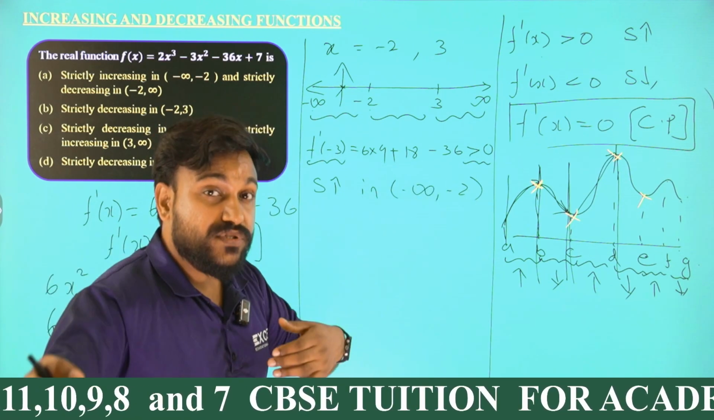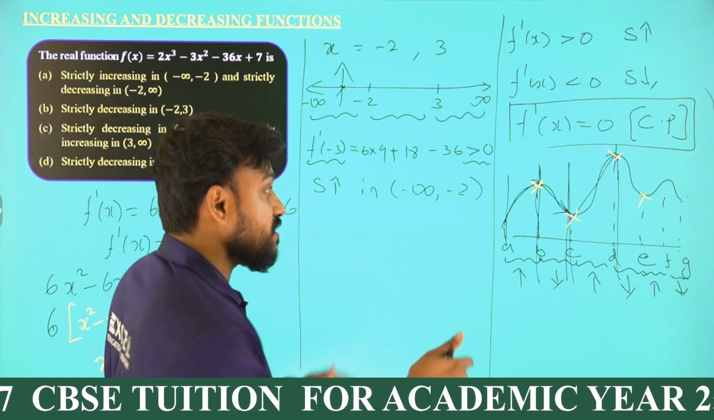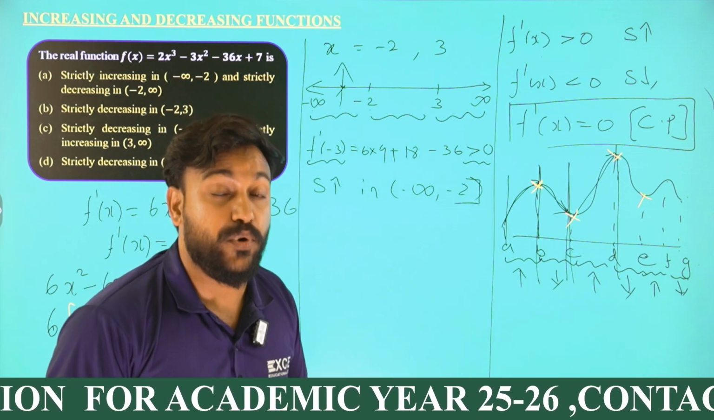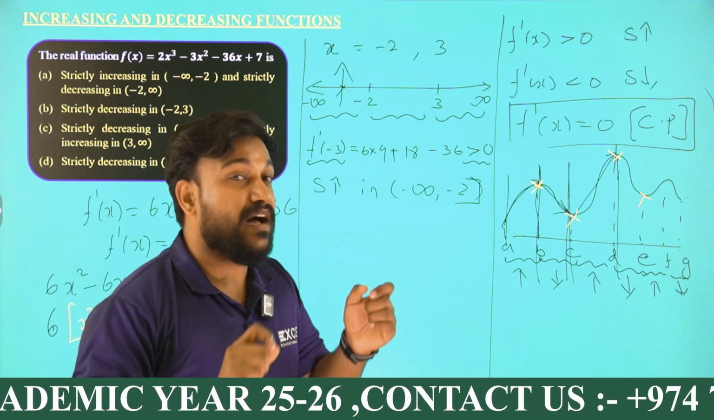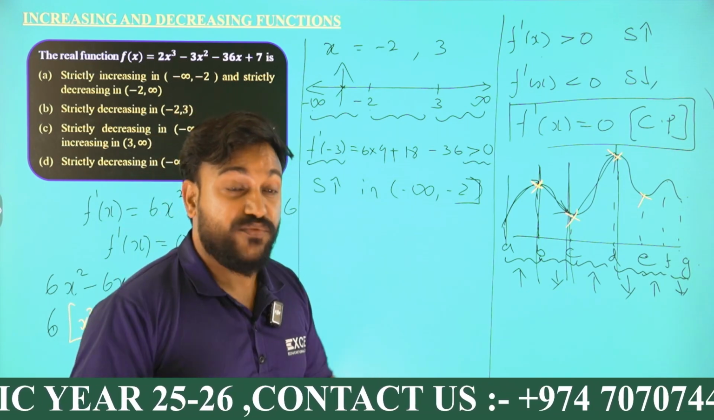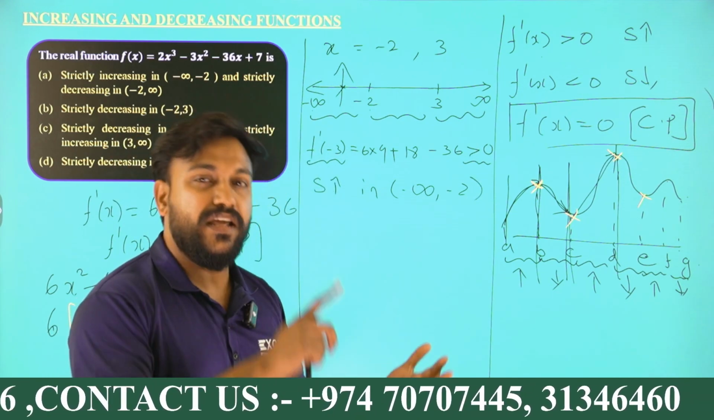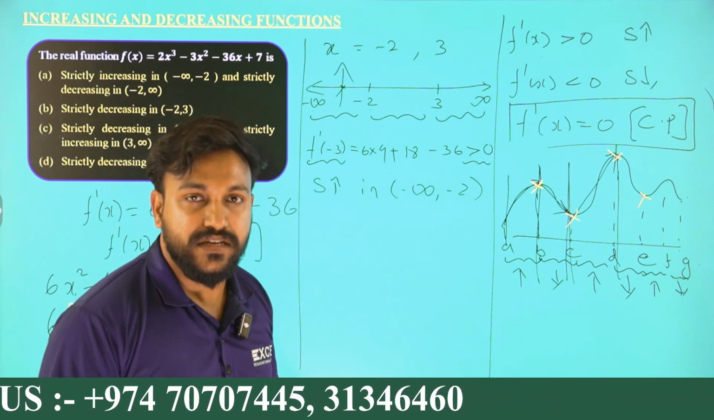If they didn't ask for strictly increasing or strictly decreasing, and just ask for increasing or decreasing only, you can include what? Minus 2. You can include the critical point for just increasing and just decreasing. You're not allowed to include the critical points if they ask for strictly increasing and strictly decreasing. That is the difference between strictly increasing, strictly decreasing, and just increasing and decreasing.